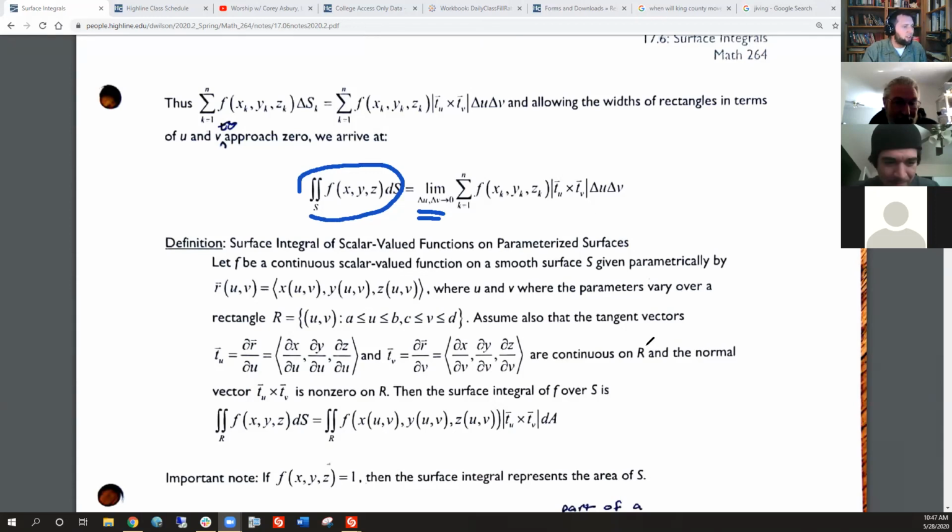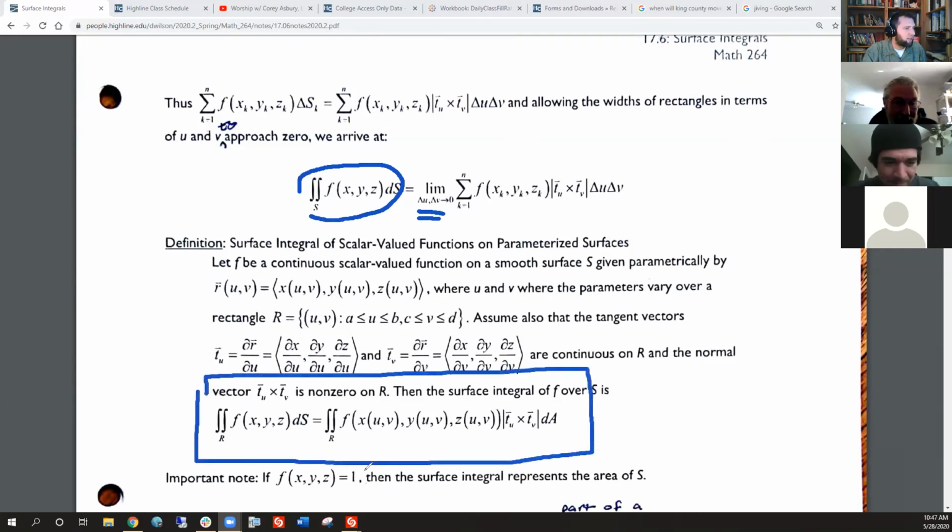So this all leads to our final definition, which is that the surface integral can be evaluated by evaluating the function f at all the x's and y's with our parameterization, and then multiplying by the magnitude of TU cross TV, and all this is dA. Questions about that derivation?